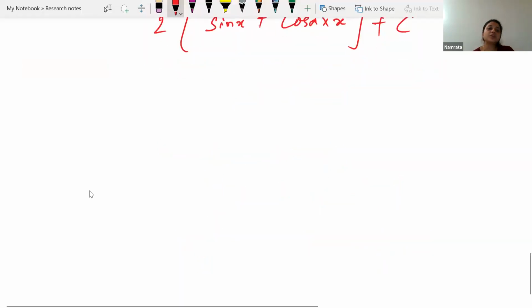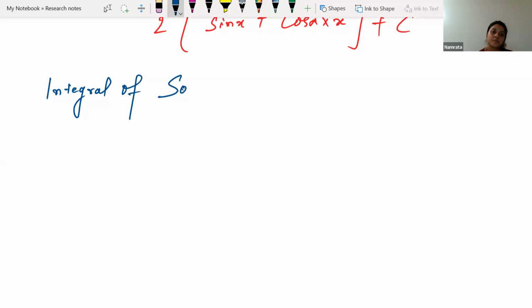So today we are going to start the next integration, that is integral of some particular functions.